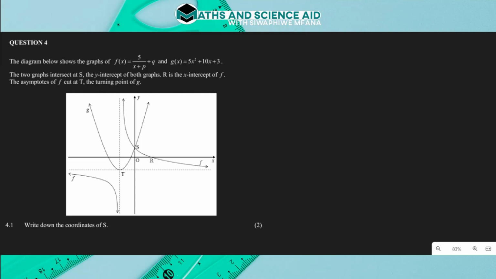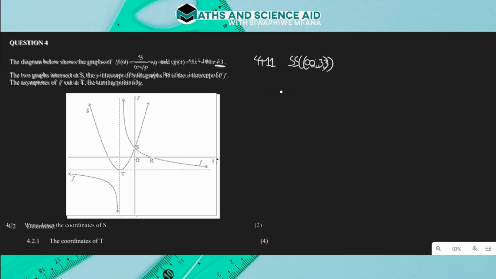The instruction is write down, so you do not need to do any calculations. As it was stated, this is the y-intercept for both graphs. However, for the graph of f, we do not have the complete equation, so we cannot use it to find the y-intercept. However, we've got the complete equation for g. And we know that for a parabola, the y-intercept is given by the constant c. So the coordinates of S are going to be (0; 3).